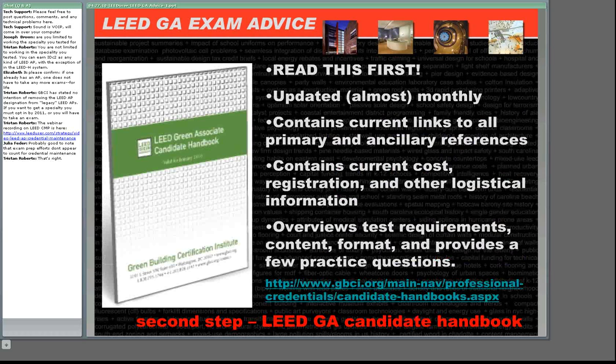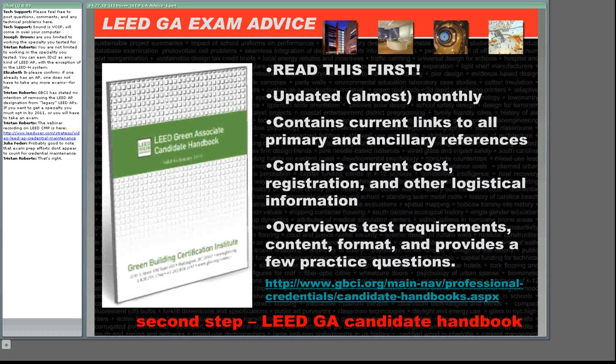The other thing this book has, it contains current links to all the primary and ancillary references. We'll talk about that in a second, but essentially all of the test material, all the test questions are developed from these primary and ancillary references. All of those references are free with the exception of one book that we'll discuss later. But there are web links. You can access them directly from the PDF.